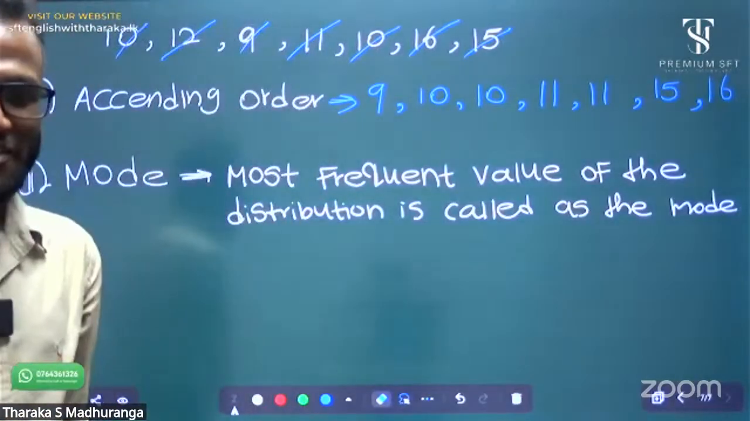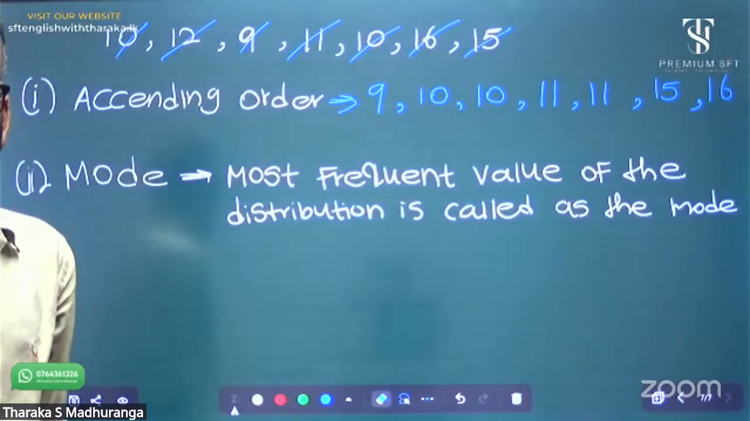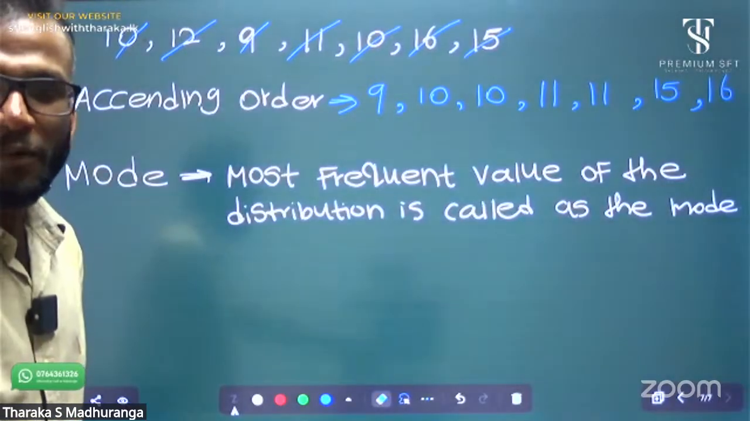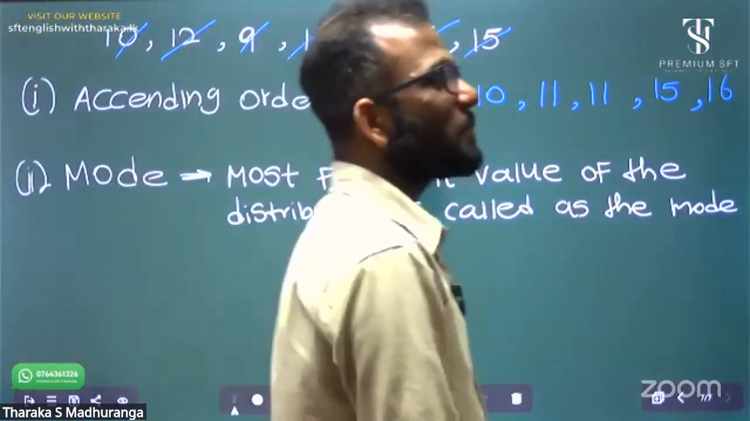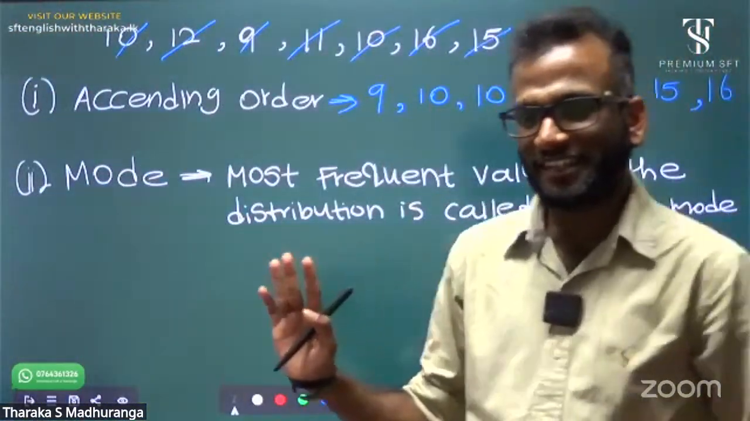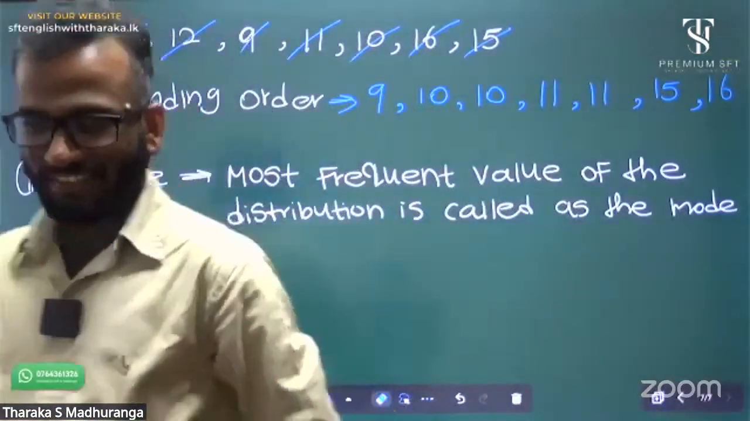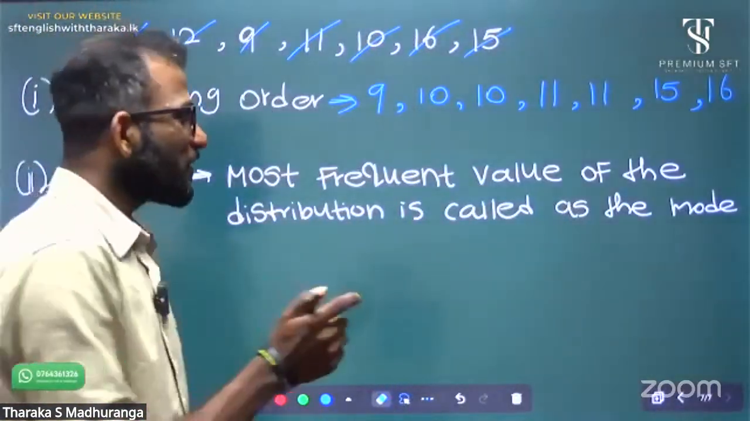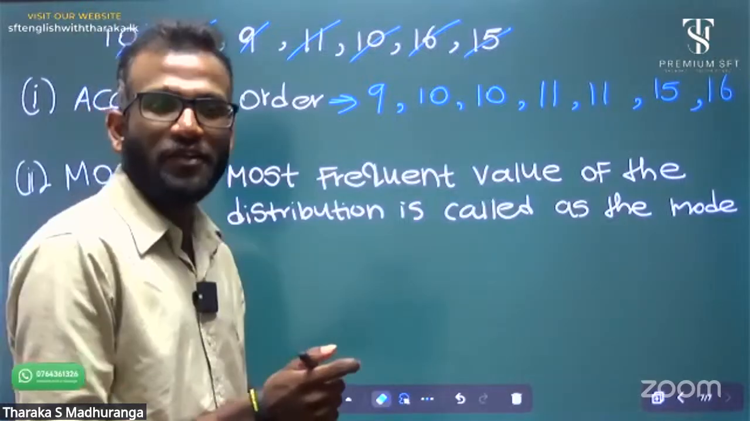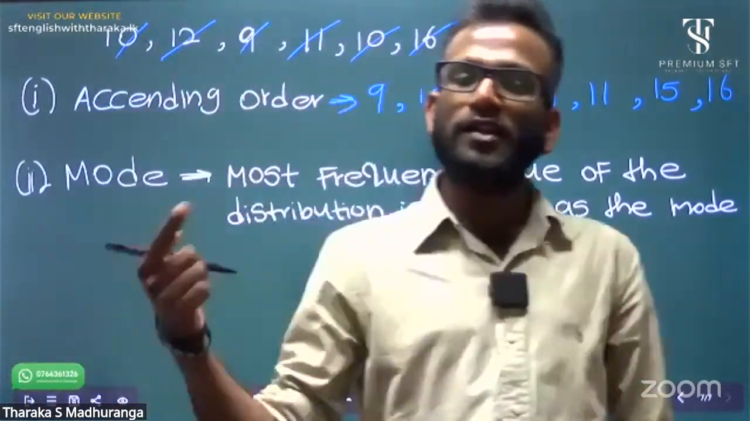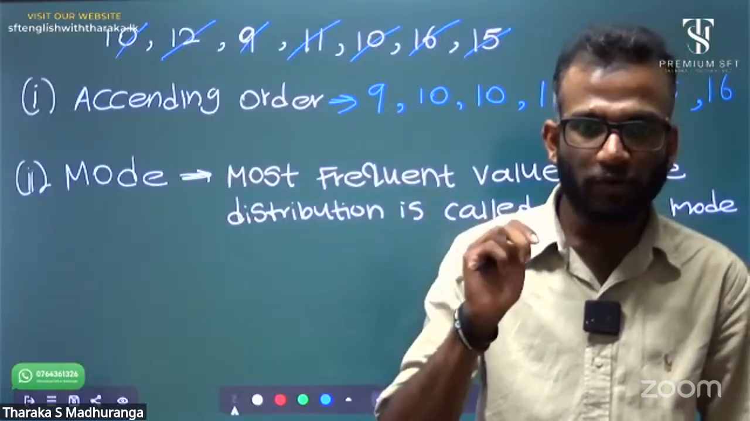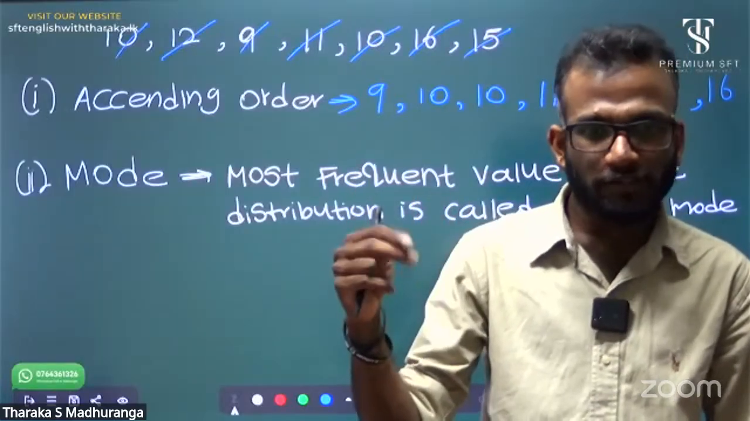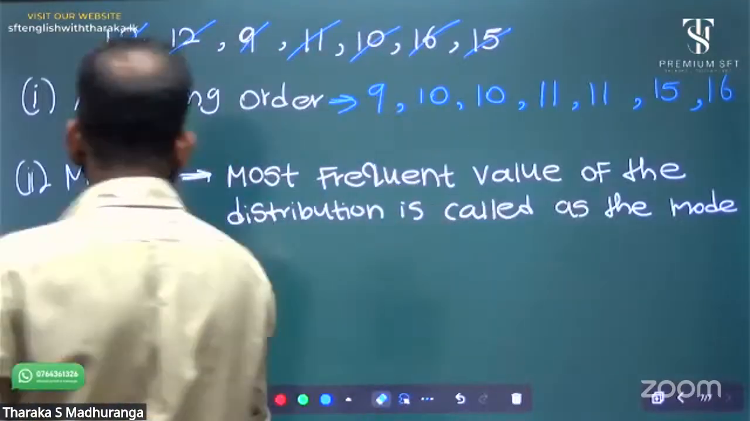No, sir. How you got 11? Both 2 times repeated. No, Ranga, wrong. Okay, that we call a bimodal distribution. It has 2 modes. Not only a single mode.